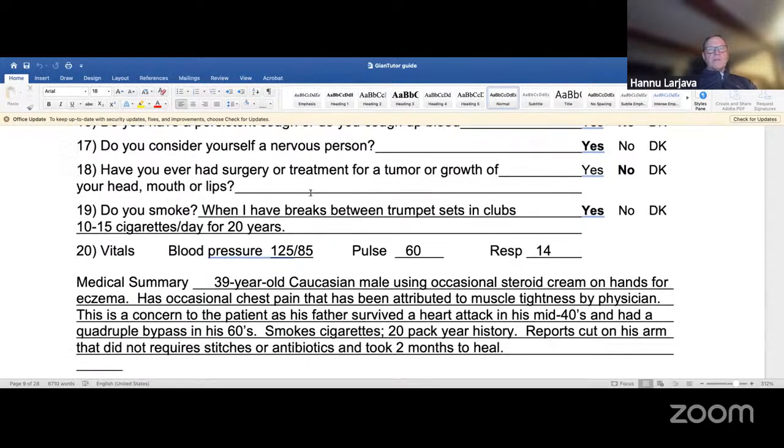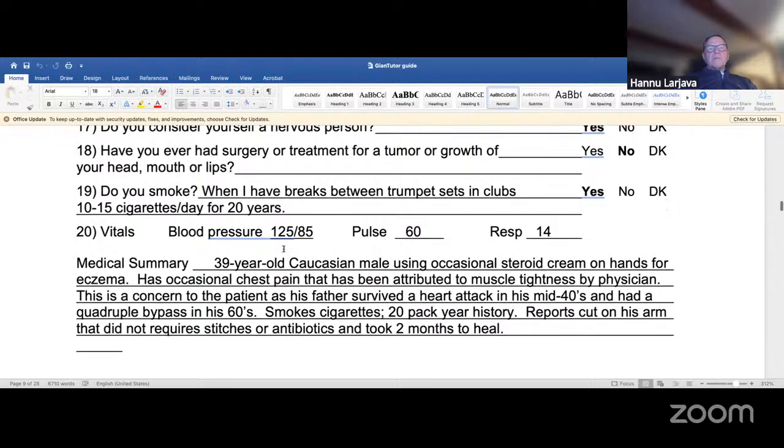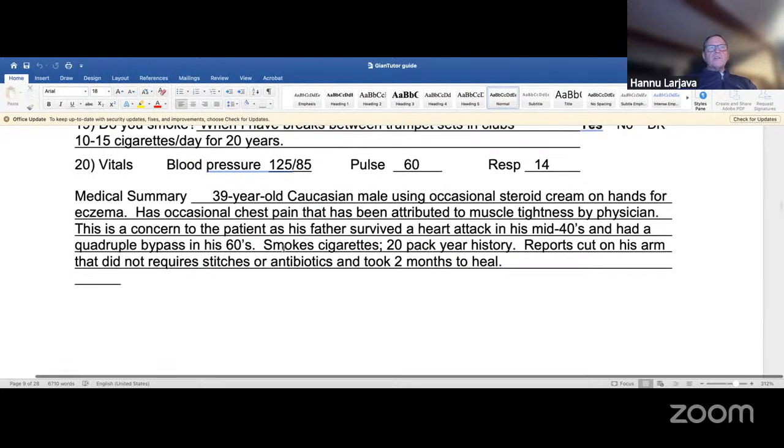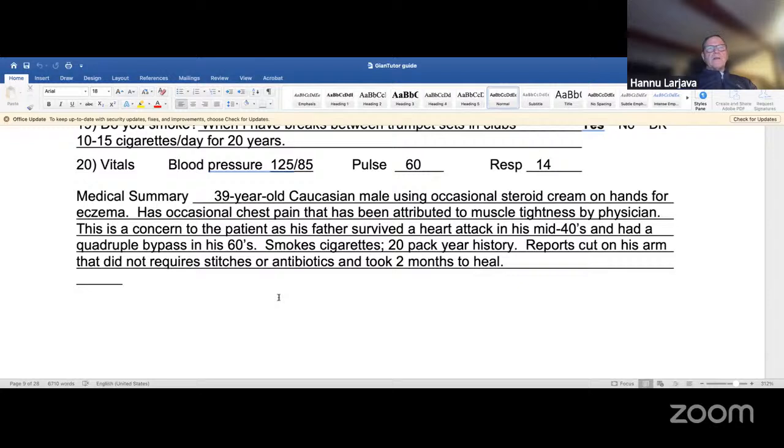His blood pressure is in the normal range, and the pulse and respirations are in the normal range. So the medical summary is that this is a 39-year-old Caucasian male using occasional steroid cream on hands for eczema, who has occasional chest pain that has been attributed to muscle tightness by the physician. This is a concern to the patient, as his father survived a heart attack in his mid-40s and had a quadruple bypass in his 60s. Smoked cigarettes, 20-year history, reports a cut on his arm that did not require stitches or antibiotics, but took a long time to heal.